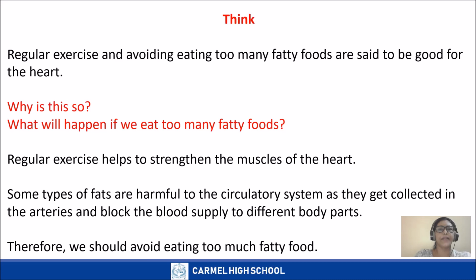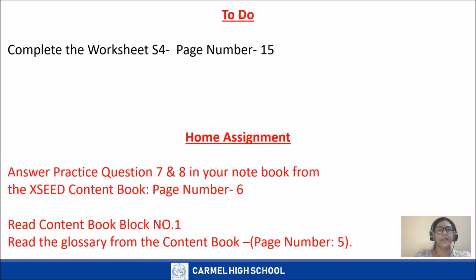We had studied today circulation of blood. So we are going to the next part of the topic, that is, what we are going to apply today. So complete the worksheet S4, page number 15. Keep this worksheet ready, and for home assignment, make a quick note, children. I'll give half-minute time. Answer practice questions 7 and 8 in your notebook from the content book, page number 6.